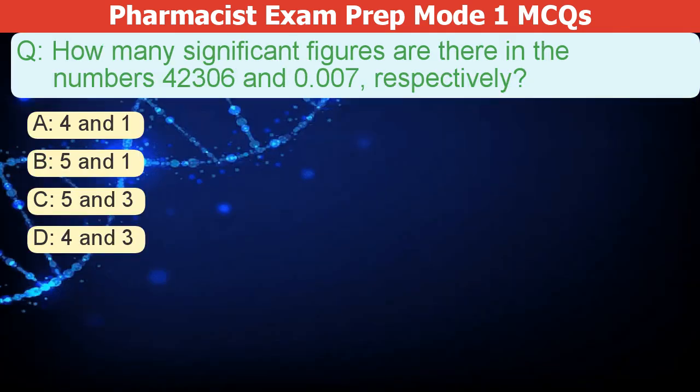How many significant figures are there in the numbers 42,306 and 0.007, respectively? A. 4 and 1. B. 5 and 1. C. 5 and 3. D. 4 and 3.